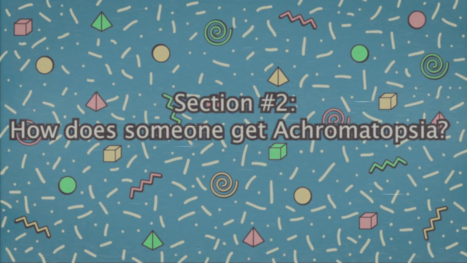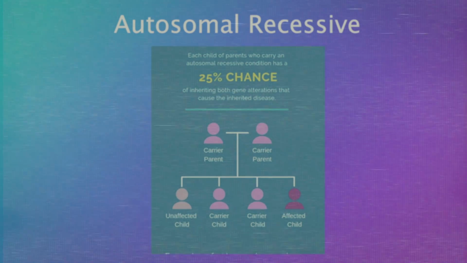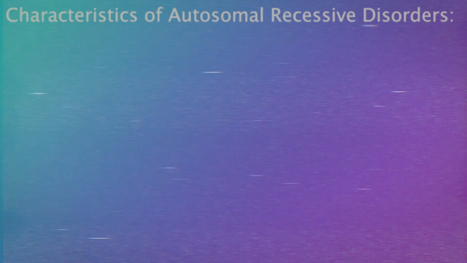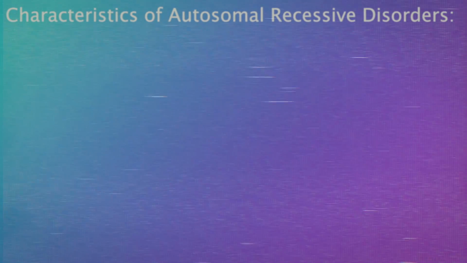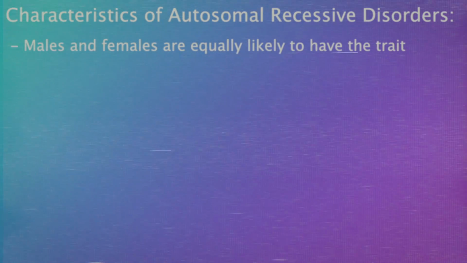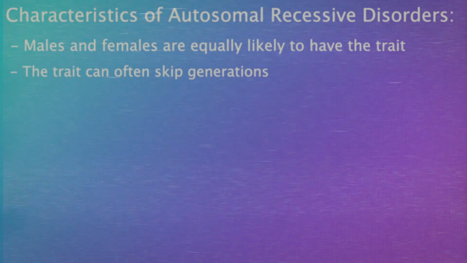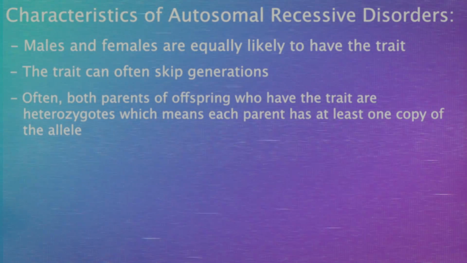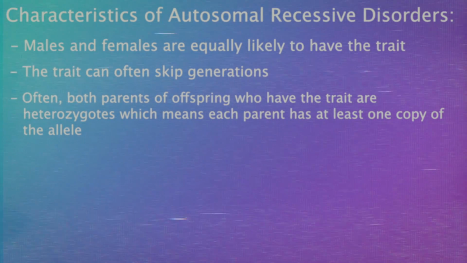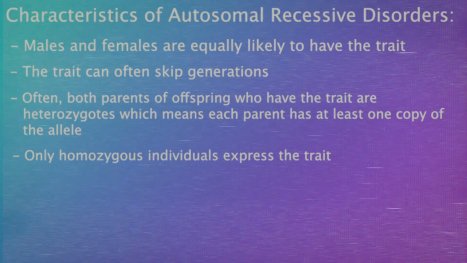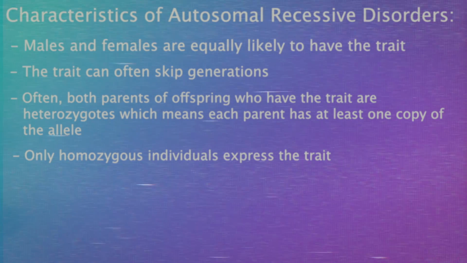Section 2. How does someone get achromatopsia? Achromatopsia is an autosomal recessive disorder that is passed from parents to offspring. The following are a few characteristics an autosomal recessive disorder will have. Males and females are equally likely to have the trait. The traits can often skip generations. Often both parents of offspring who have the trait are heterozygotes, which means each parent has at least one copy of the allele. Only homozygous individuals will express the trait.